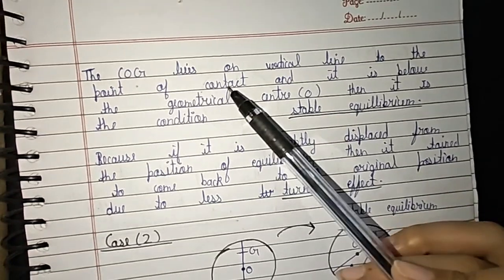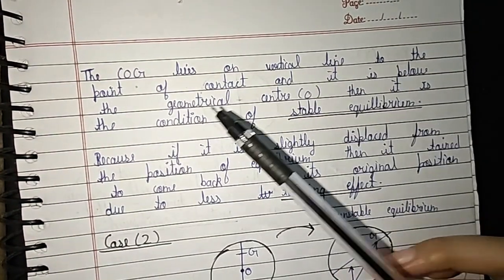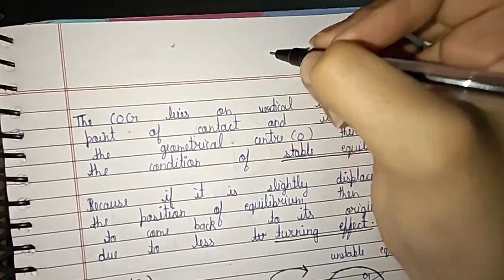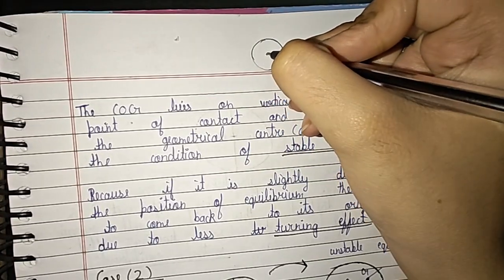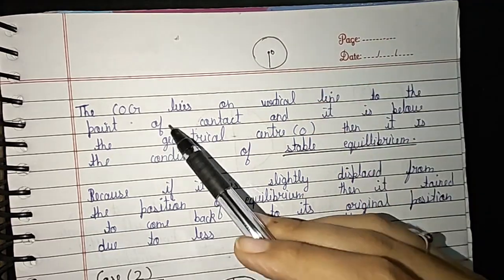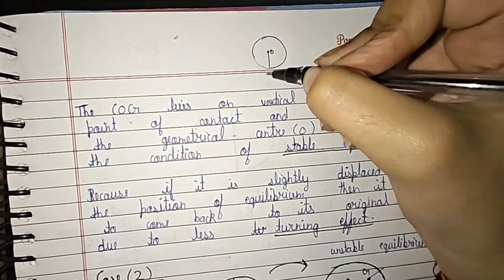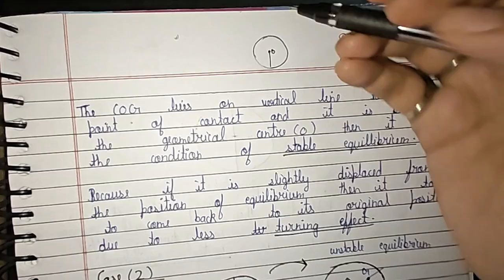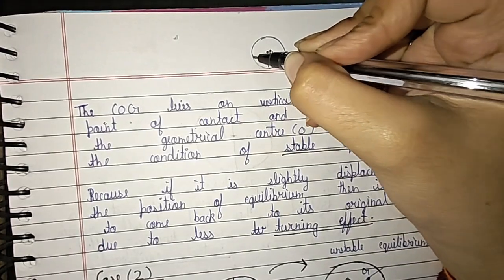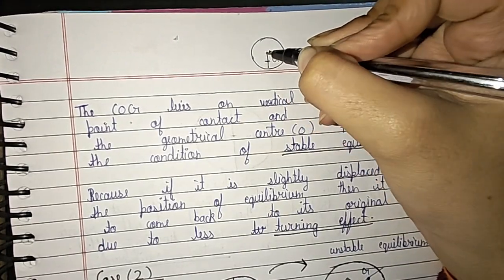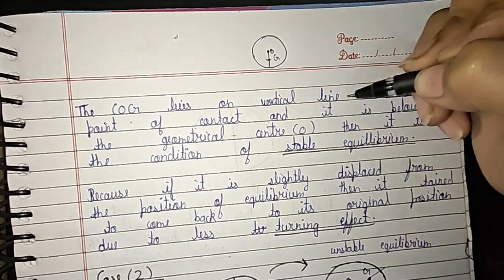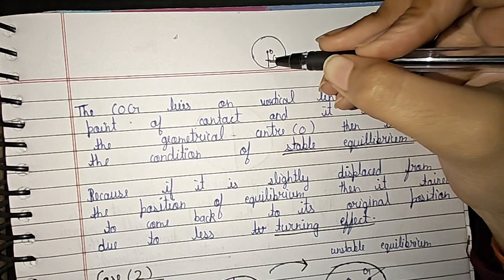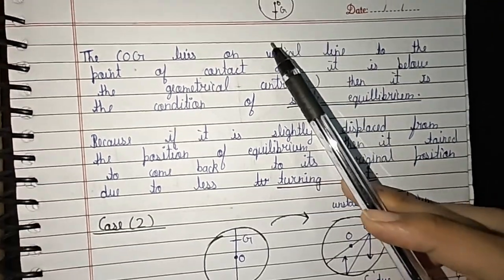Let us understand this. The center of gravity lies on the vertical line of the point of contact, like this is the sphere and this is the center, and it is below the geometrical center. So the center of gravity will be here. This is the center and the vertical line to the point of contact, and it is below the geometrical center. Then the condition is known as stable equilibrium.